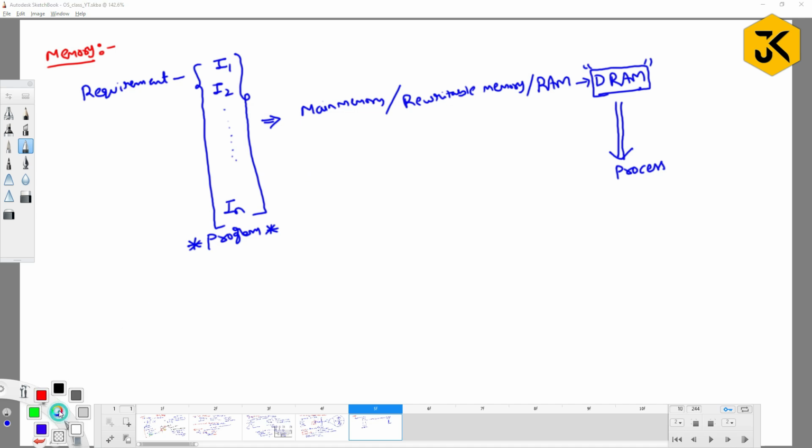But in general, in reality, we have a huge number of programs. It's not only about the programs. We are going to have various kinds of storage required, something like I want to store videos, I want to store MP3 songs, something like that. All this has a huge storage requirement, right?